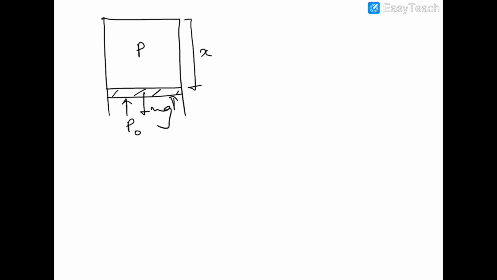So we can say that the value of P plus mg by area, where P is acting in the downward direction and mg upon area, will be equal to P naught. So P will be equal to P naught minus mg by area.